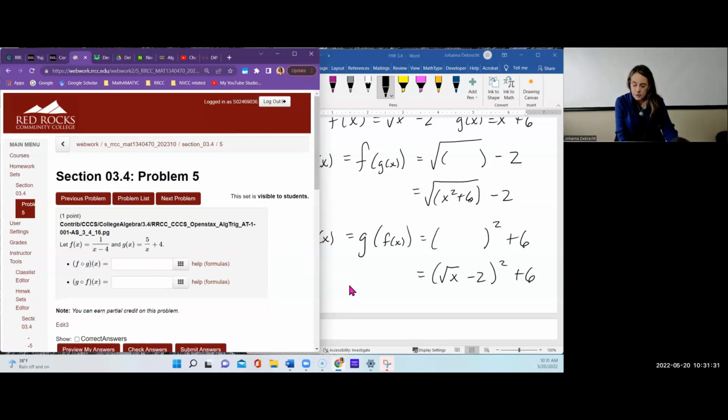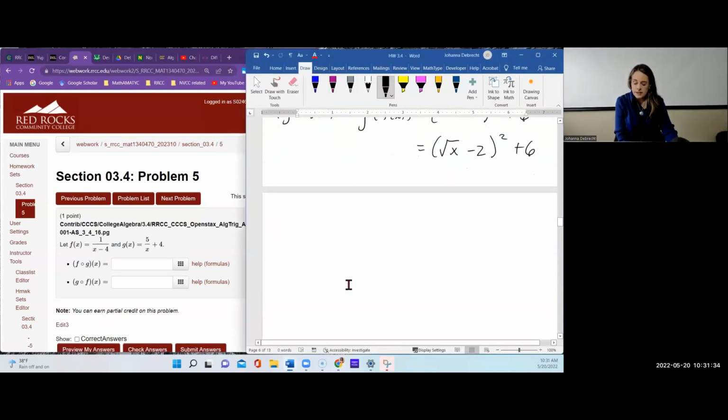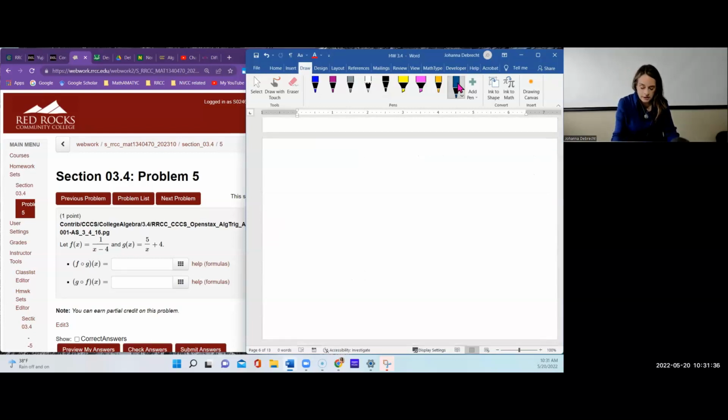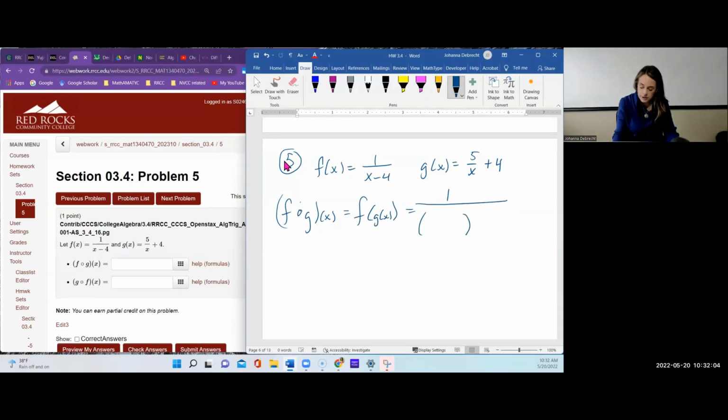In problem number 5, we have fractions involved. Fractions are always difficult for everyone. So let's take a look at the fractions. We have f of x, which is equal to 1 over x minus 4, and g of x, which is equal to 5 over x plus 4. When we practice this, we have f composed with g of x, which is the same as f of g of x, which means we write the f function, open empty parentheses in place of the variable, and then we substitute the other function inside.